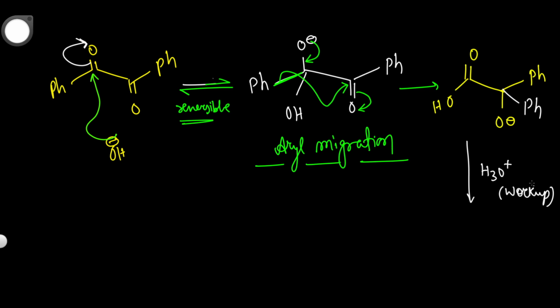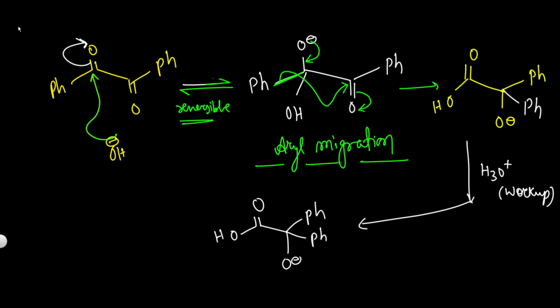Workup, how will it happen? Let me show here. O-H, double bond O, Ph, O minus, here is Ph, and here we have a workup. Workup means just take one handful of water and sprinkle it on the molecule, right? This is a basic workup.